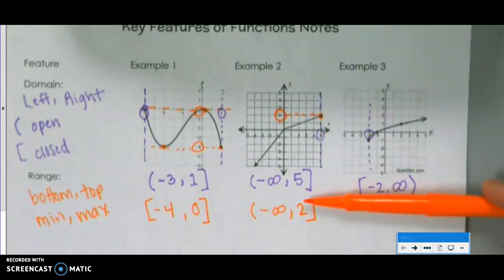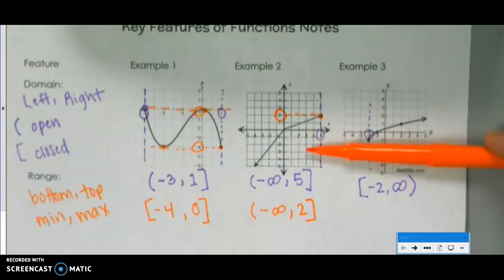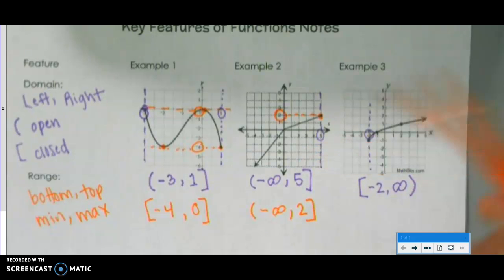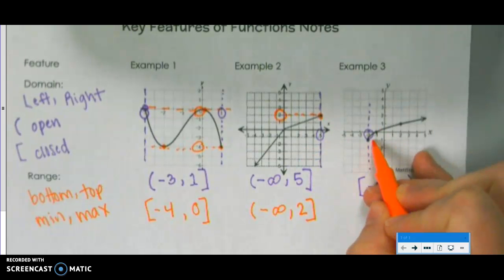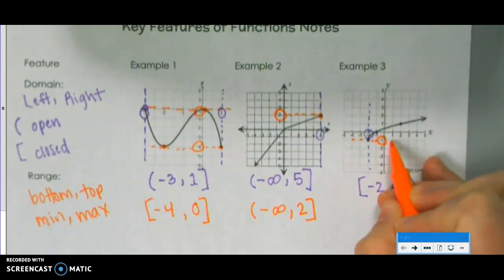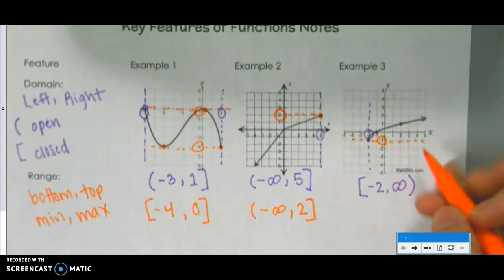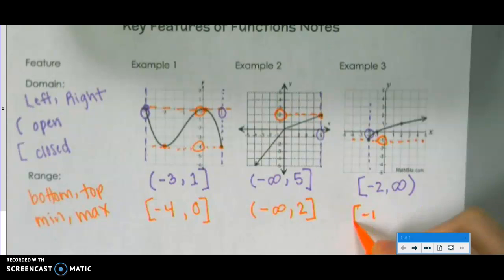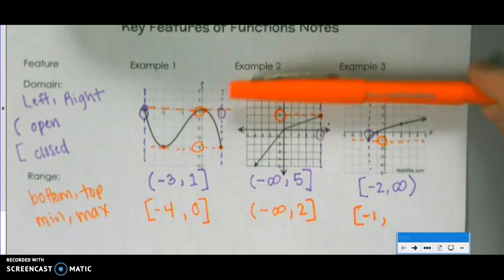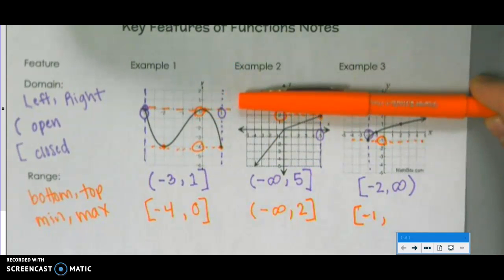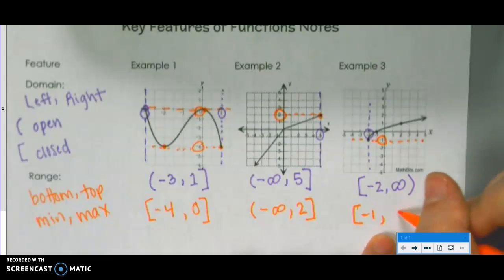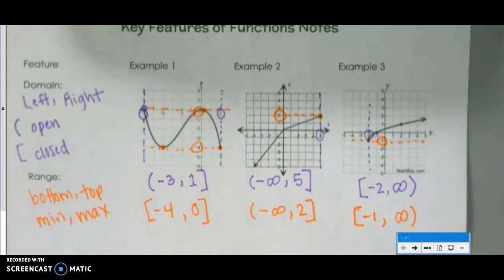Example number 3, coming in from the bottom, the y value looks like negative 1. That's the lowest point on the graph. There's an actual point there, so it gets a bracket. And at the top of my graph, I hit an arrow, so that arrow is going to continue up. So positive infinity.